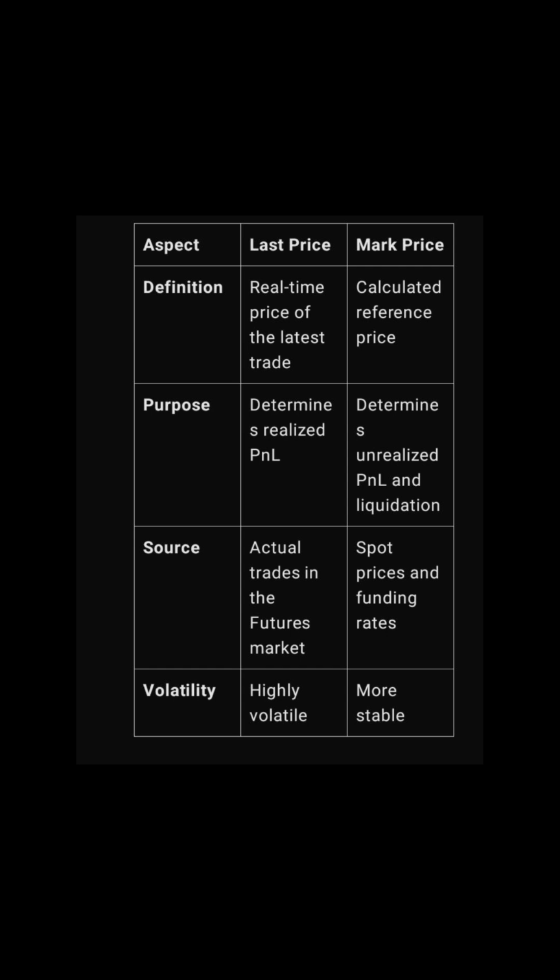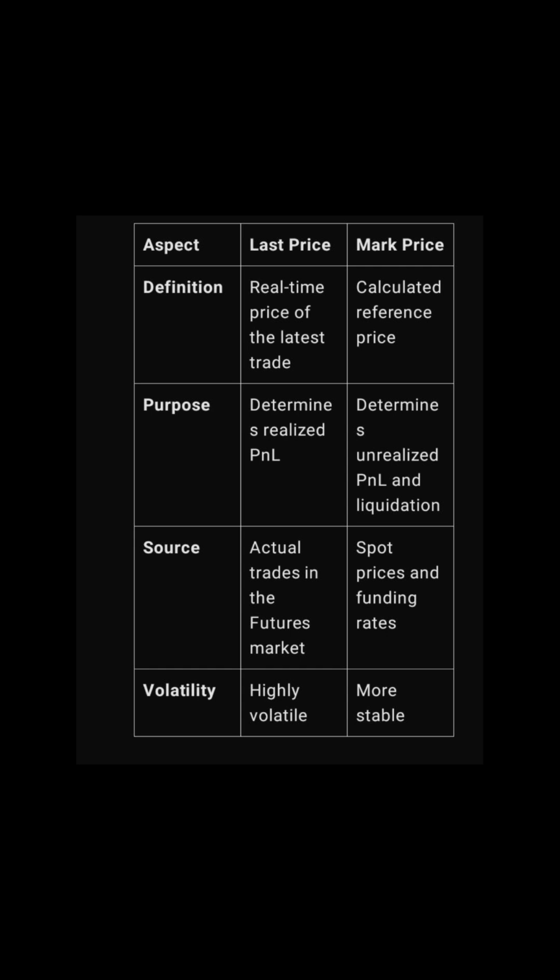So now, let's look at this in pictorial form. We are going to look at the definition, the purpose, the source, and then the volatility, the aspects of the last price and the mark price. Let's look at the definition. The last price is the real-time price of the latest trade. If you check on Binance, the price going up and down is very fast and swift, that you may not be able to see it. The computer system is very sharp and smart, and it is able to keep a record of all these things.